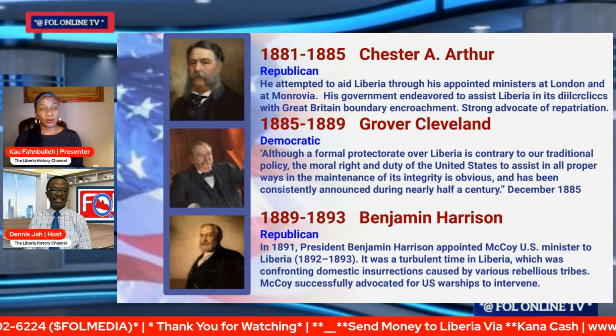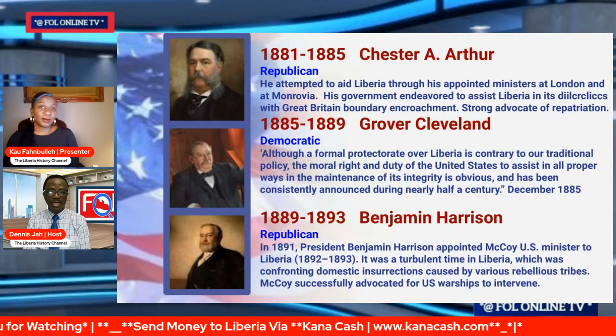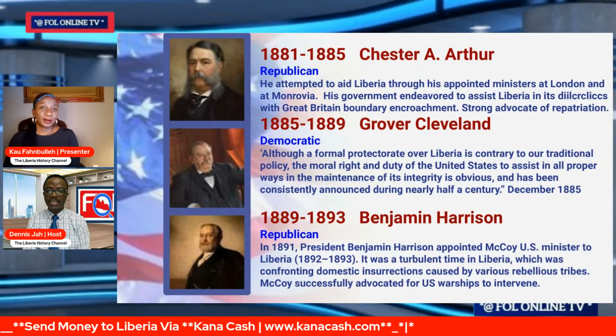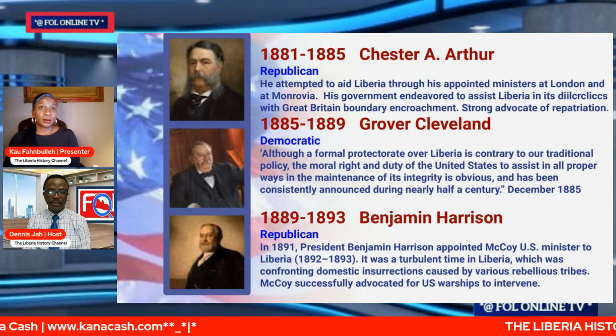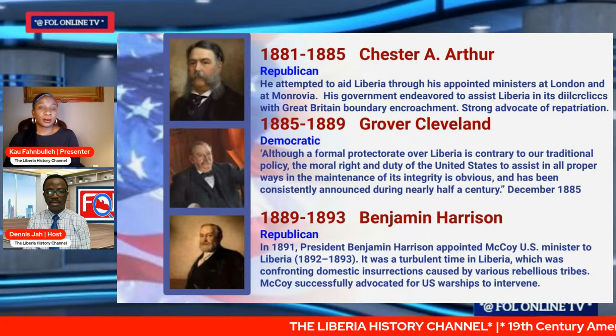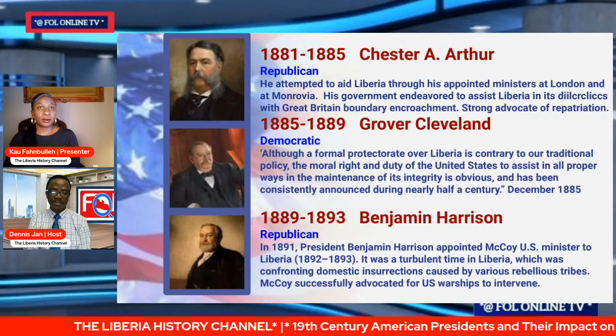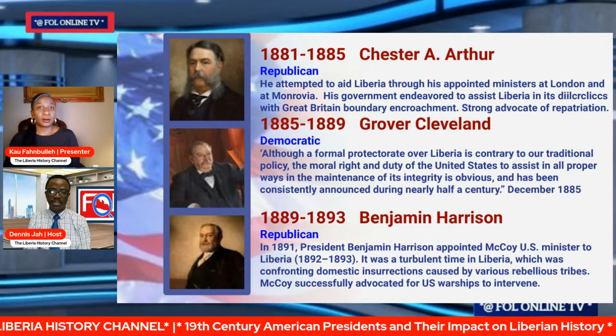Benjamin Harrison, 1889 to 1893, Republican. In 1891, President Benjamin Harrison appointed McCoy U.S. Minister to Liberia, 1892 to 1893. It was a turbulent time in Liberia, which was confronting domestic insurrections caused by various rebellious tribes. McCoy successfully advocated for U.S. warships to intervene.